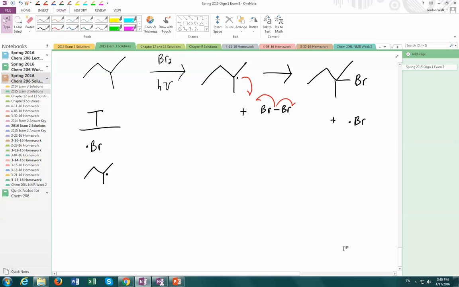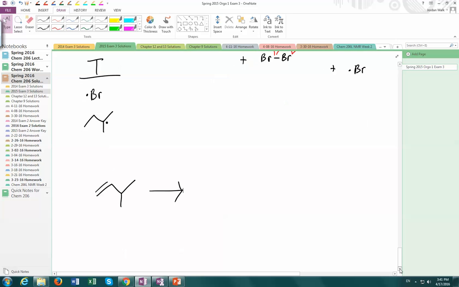Okay, so this is just your standard radical halogenation reaction. And so what we can also do is we can do an allylic halogenation. And so in that case, let's say we have this double bond. Now let's change it to this double bond. And so in that case, what we can do is we could react it with bromine, right? Same conditions. And so what's going to happen in this case?